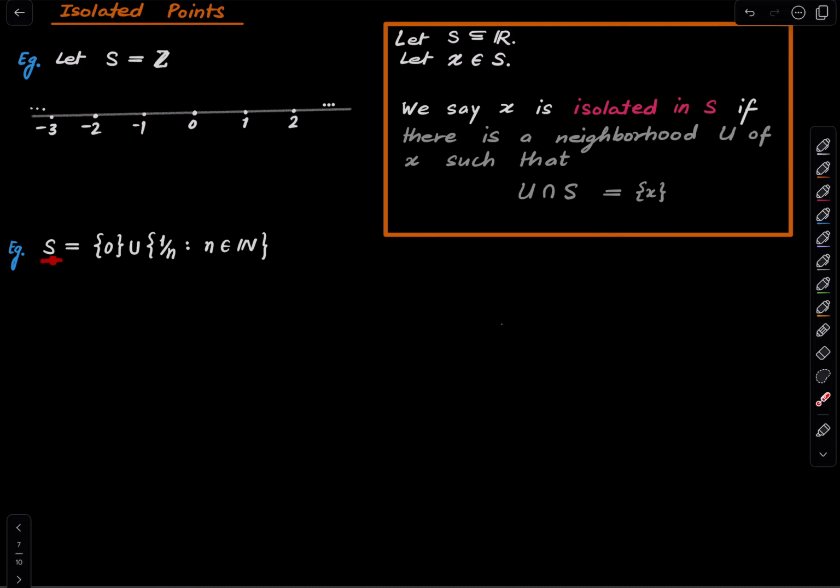Okay, what about this example? Here, let me leave this as an exercise. So 1/n is isolated in S for each n, but 0 is not isolated. Prove this. Take this as an exercise.